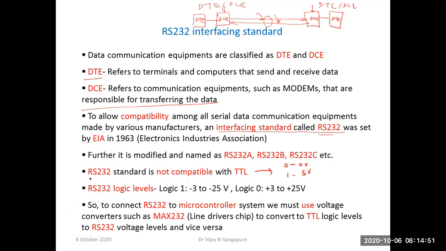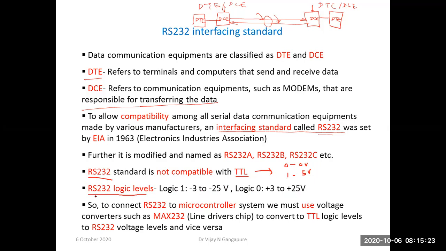But in the case of RS232, these are not the logic levels. In RS232, logic 1 means -3 to -25 volt, and logic 0 means +3 to +25 volt. For example, your 8051 microcontroller follows the TTL standard on its pins. If a particular port pin outputs 0 volt it is logic 0, and if it outputs 5 volt it is logic 1.